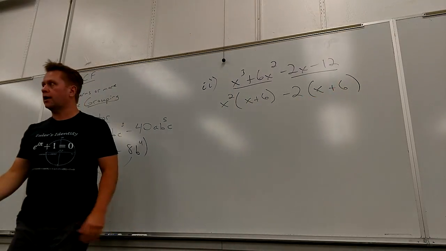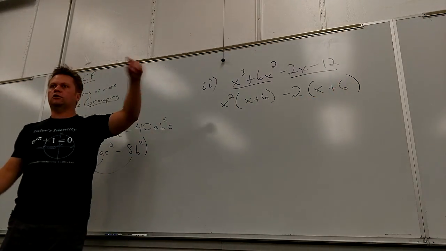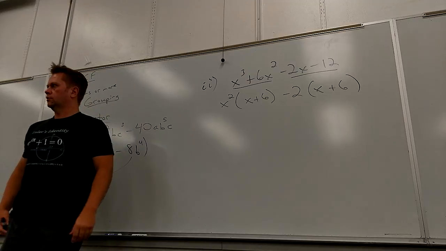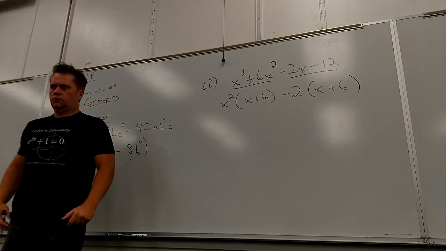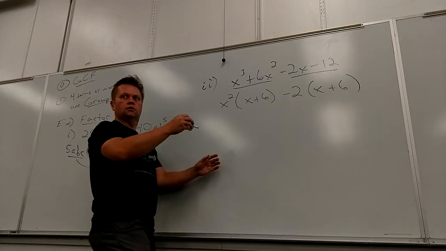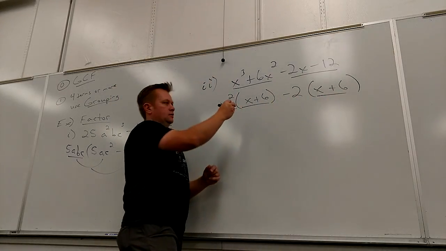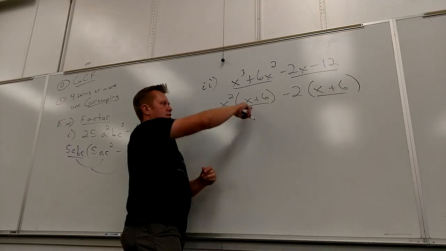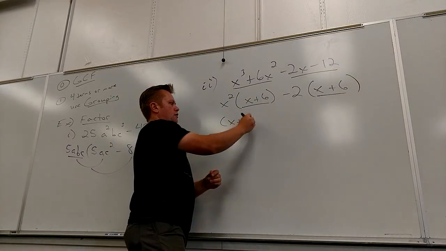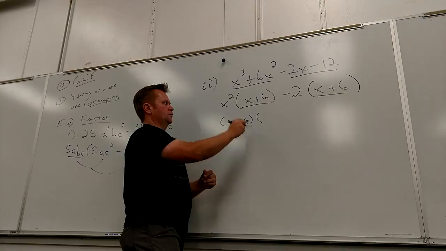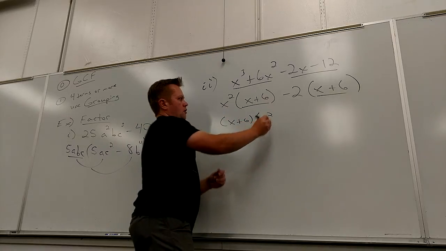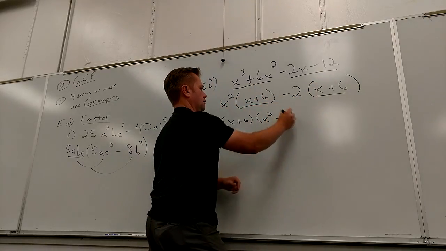You know you're on the right track because now you've got 2 terms and they share something. What do they share? They share x plus 6, which means I can take an x plus 6 out, and I'm left with x squared minus 2.